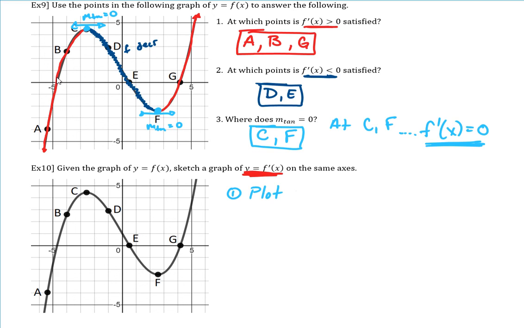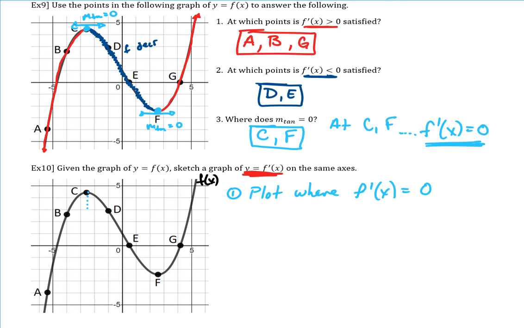So plot where f prime of x equals 0. That's where your peaks are. I'm just going to do a dotted line. Again, this is f of x here. Let me mark it. This is f of x. What we're going to graph is f prime of x.